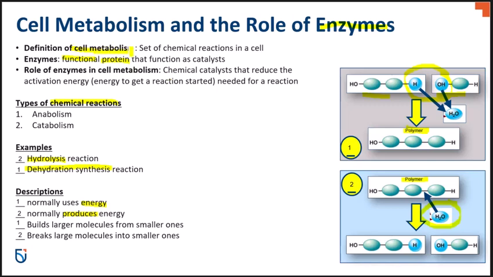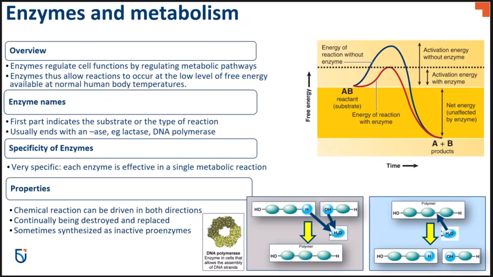So cell metabolism is just a set of chemical reactions that are going to be occurring within the cell. And enzymes play a big role in cell metabolism because they catalyze the reaction. And why this is beneficial, and we'll see this shortly, why it's beneficial to use an enzyme is because it reduces the activation energy, or the amount of energy that we would need for that reaction to get started. So it really makes things more efficient. And so without enzymes, we would need a lot more energy to do the same thing.